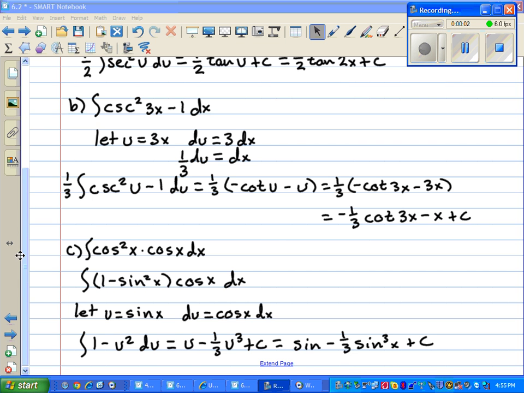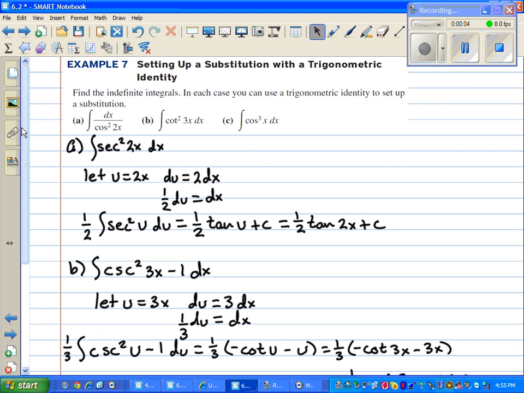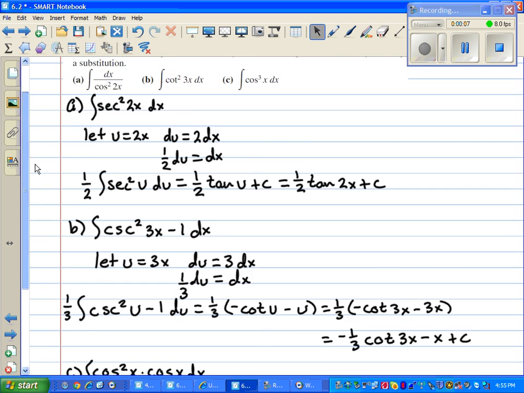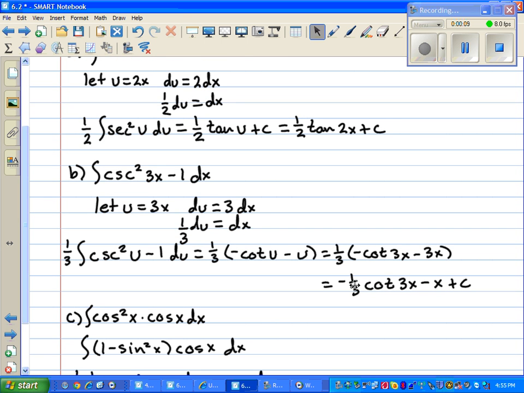In part 1, we left off with example 7, letter B, and towards the end, I didn't get to show the final answer, which is negative 1/3 cotangent 3x minus x, and then, of course, plus c.